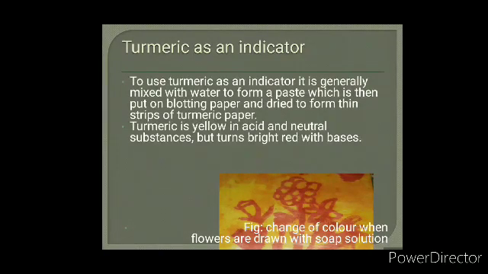When this yellow turmeric paper is dipped in acid or in any neutral solution, there will be no change, but whenever it is dipped in base, it turns red. Can you relate this concept with something else? Yes. If there is a turmeric stain on your white shirt or any shirt, when you wash it and it comes in contact with soap, it becomes red.